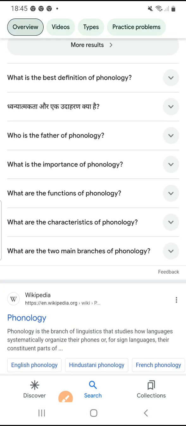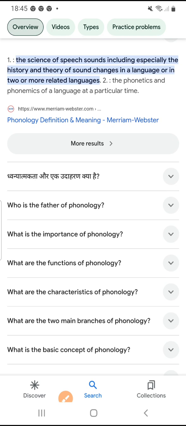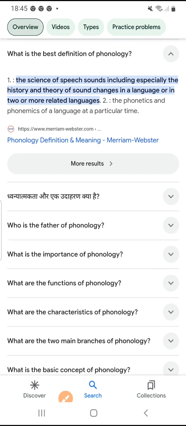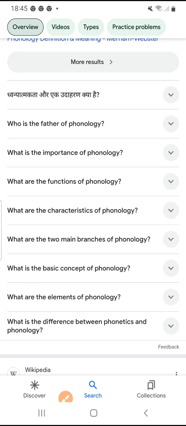Okay, now, what is the best definition of phonology? Let us discuss again. The science of speech sounds. That's a science actually, the study of speech sounds, including especially the history and theory of sound changes in a language or in two or more related languages. The phonetics and phonemics of a language at a particular time. So that's the science of speech sounds, including especially the history and theory of sound changes, right?